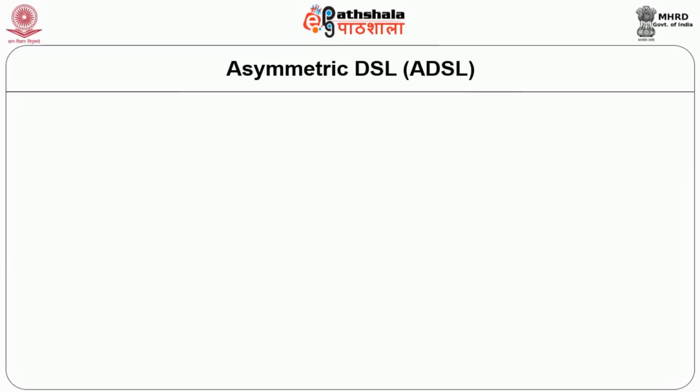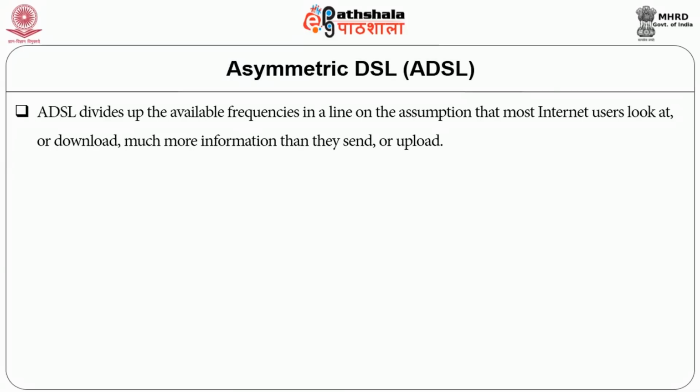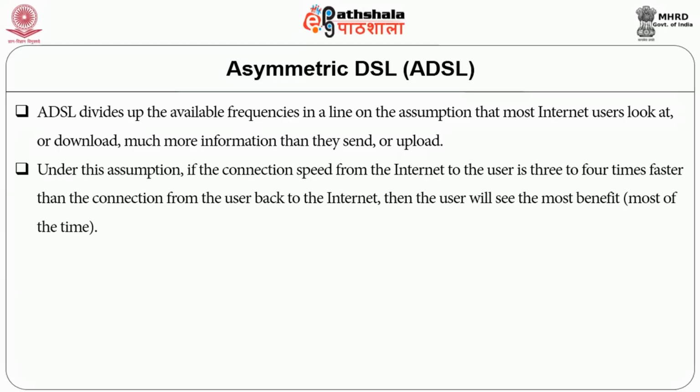Now asymmetrical DSL divides up the available frequencies. You have so many frequencies in the line, so it will divide up all the frequencies on the assumption that most internet users download much more information than they send upward. Under this assumption, if the connection speed from the internet to the user is 4 times faster than the connection from the user back to the internet, then the user will see the most benefit. So it is not symmetrical in both ways, it is asymmetrical. I mentioned that 1:4 ratio.